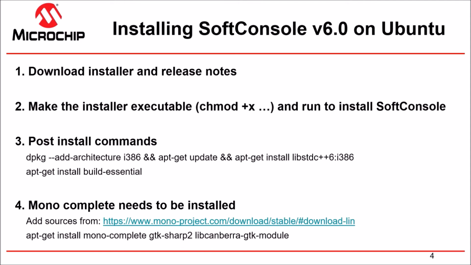So to summarize everything that was done, I downloaded a copy of the installer and the release notes from the Microsemi website. I made the installer executable using a chmod +x command and ran it to install SoftConsole. I ran several post-install commands to add packages, and then I also added the sources and installed Mono Complete.